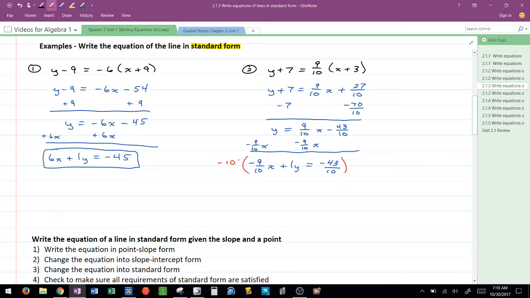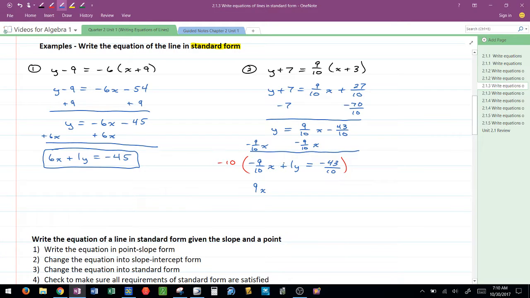I'm going to multiply everything by negative 10 in this case, because that'll force the a value to also become positive. All right, so let's see what happens. I have negative 10 divided by 10, which would be negative 1 times negative 9, or positive 9x. Okay, got the a value positive, and I don't have any fraction there.